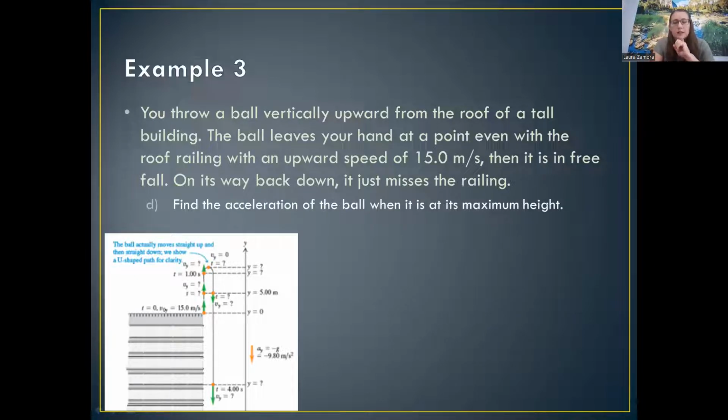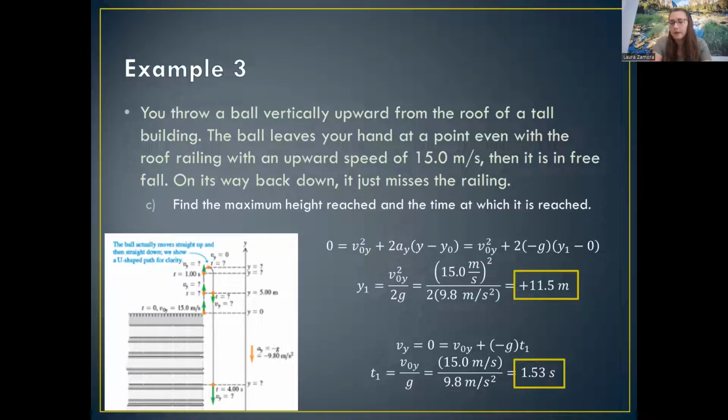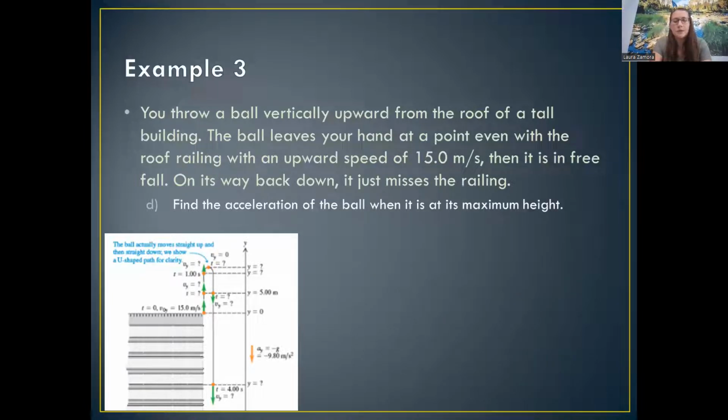Part D, find the acceleration of the ball when it is at its maximum height. Right, we just found the maximum height to be 11.5 meters. Now we want to know what the acceleration of the ball is. So remember, we said that at this maximum height, the velocity of the ball is momentarily 0. It's changing from upward to downward, so from positive to negative. And on a number line, when something passes from positive side to the negative side, it has to pass through 0. So we know at that moment, the velocity of the ball is instantaneously 0. What is its acceleration though?